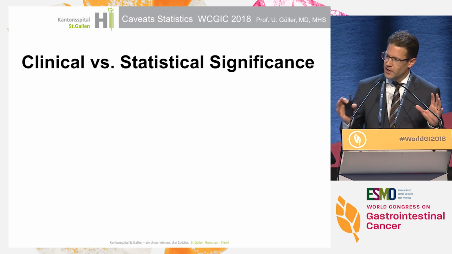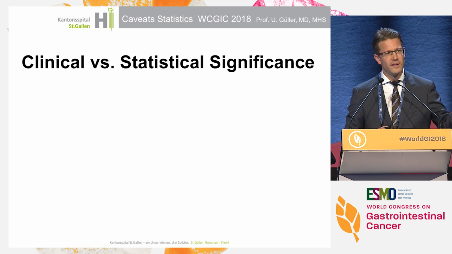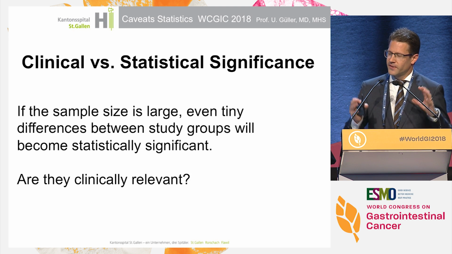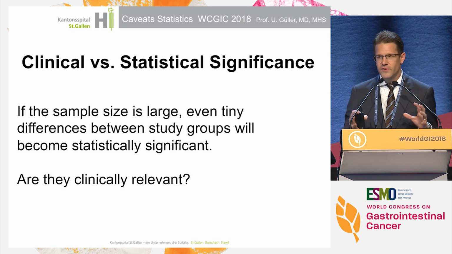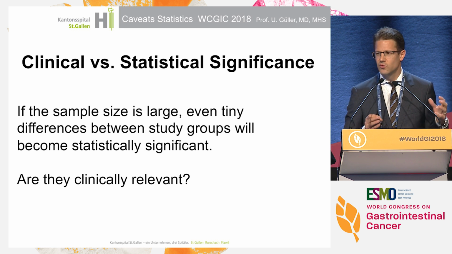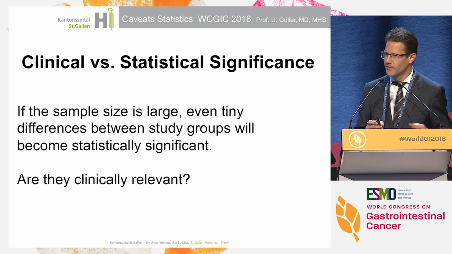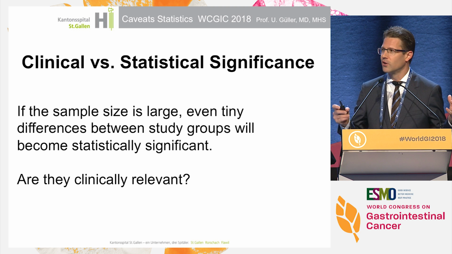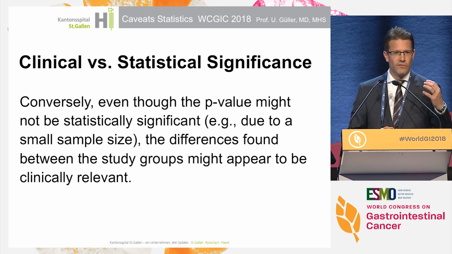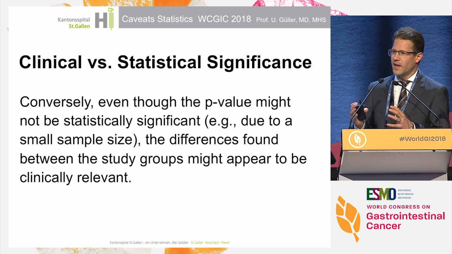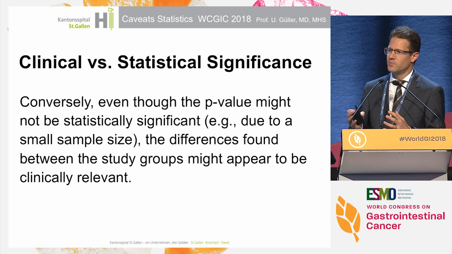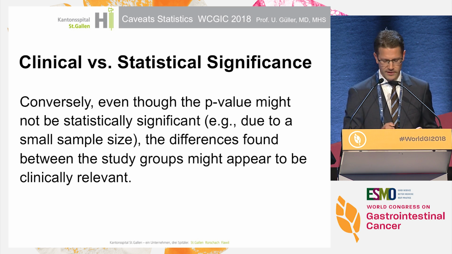The next topic I'm going to briefly cover is the difference between clinical versus statistical significance. Now remember, if the sample size is large, even tiny differences between study groups will become statistically significant. And the question you ought to ask yourself, of course, is whether these differences are of any clinical relevance. Conversely, even though the p-value may not be statistically significant due to a small sample size, for instance, the differences found between the study groups may appear to be clinically relevant.